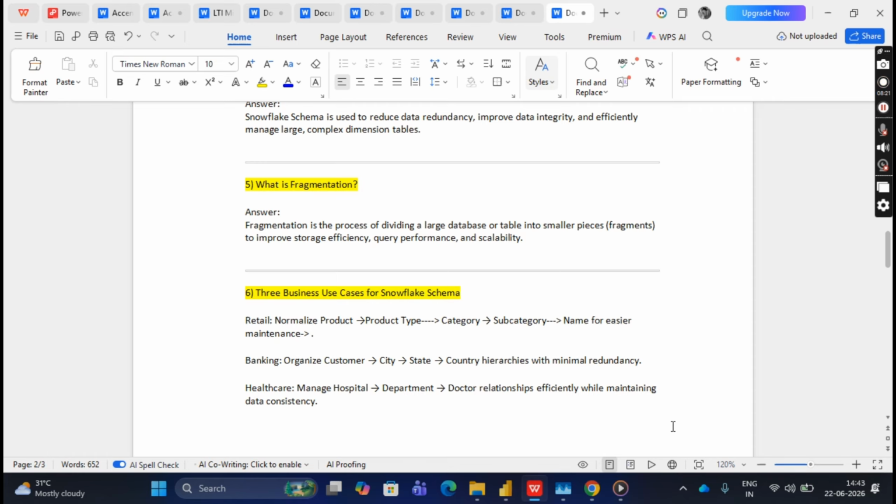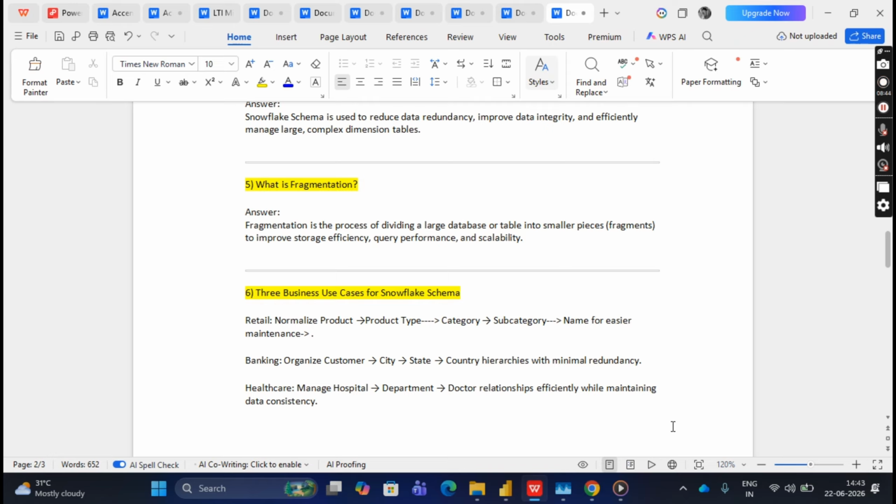So in case of a retail data warehouse, there is product type, category, subcategory, the name of the product. There is a larger deep category. So maintaining it in one single table will contain a lot of data redundancy and duplicate data. So in order to remove that, we can go for Snowflake schema.